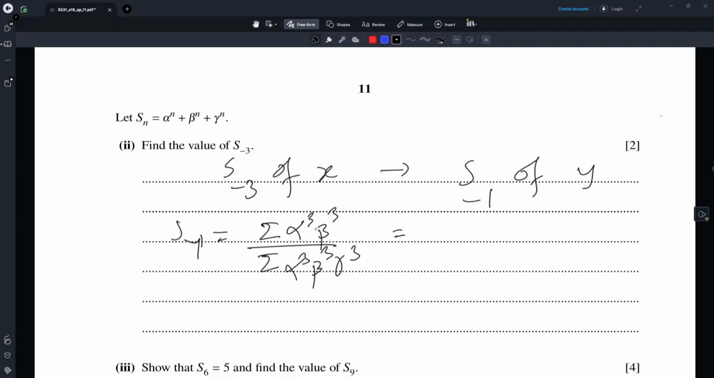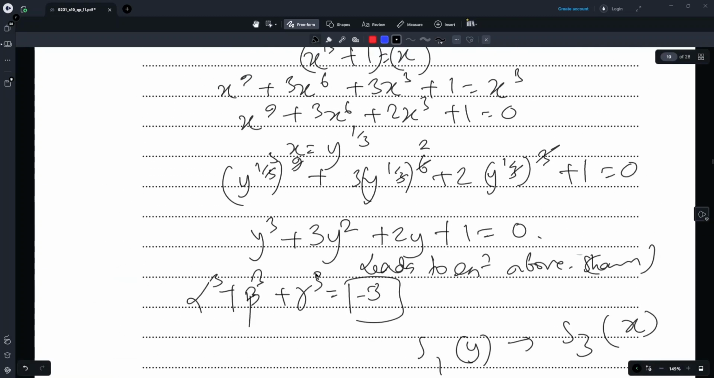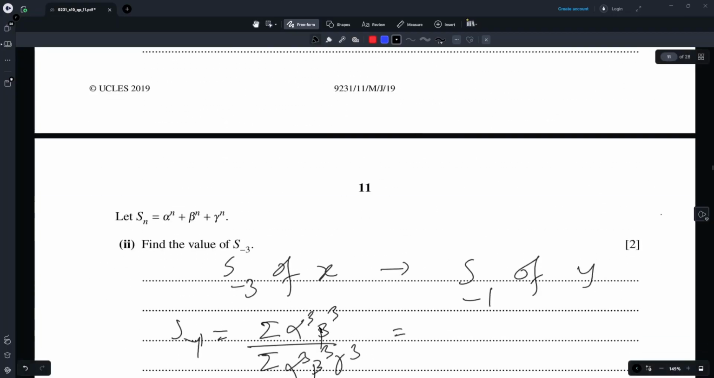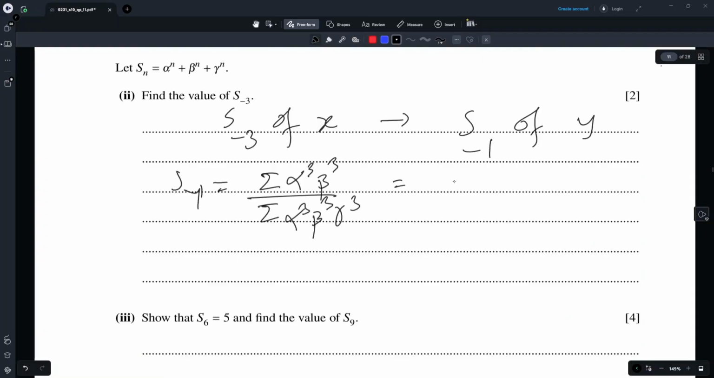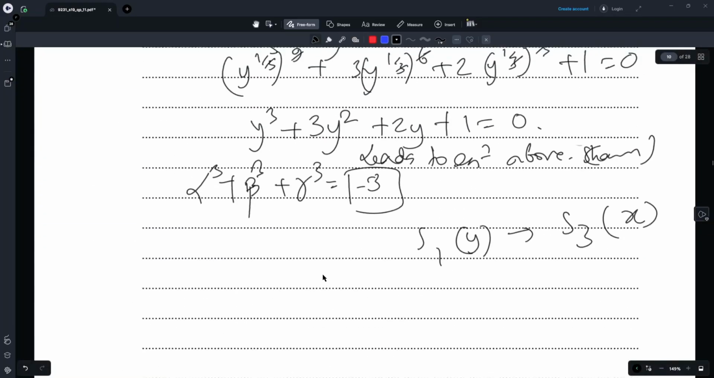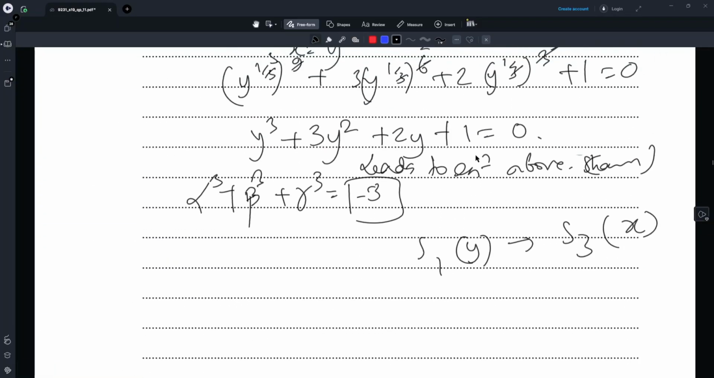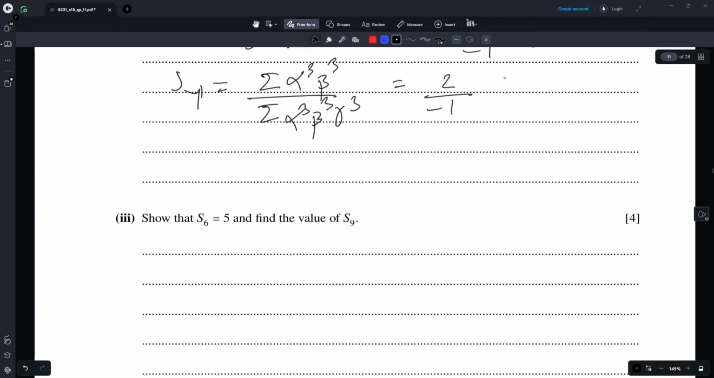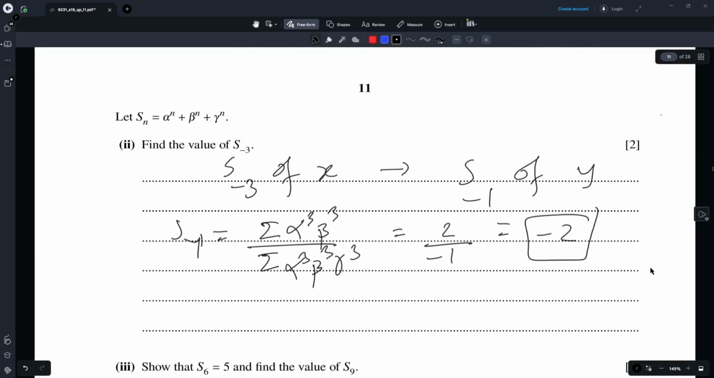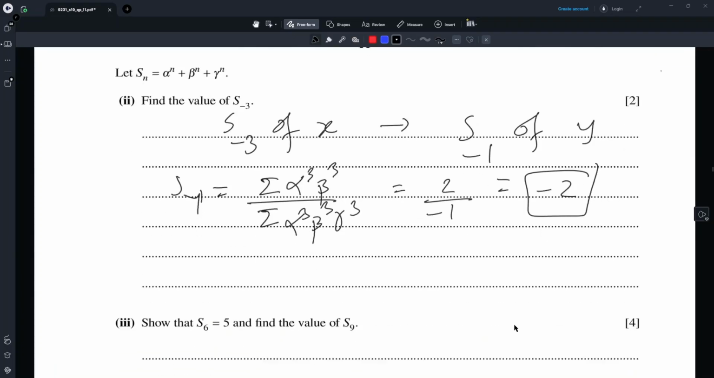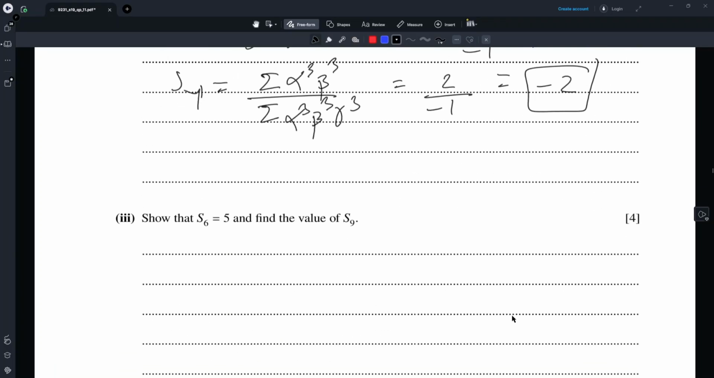So it means that the summation of alpha cube beta cube happens to be the summation of the pairs of product, which has to be 2, and the product of the roots happens to be minus 1. So the answer is minus 2. I think 1 mark is for FT, or follow through, by error. Show that S6 equals to 5 and find the value of S9.